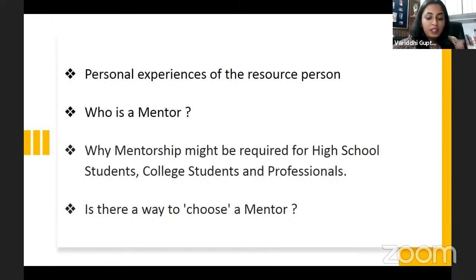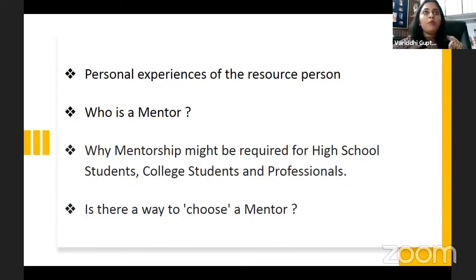So the right mentorship at this point can help an individual make the right personal and professional choices and grow in a way that they actually desire to. Right? So, is there a way we can choose a mentor? If I speak in terms of my experience, then I don't really feel there is a formula for choosing a mentor.